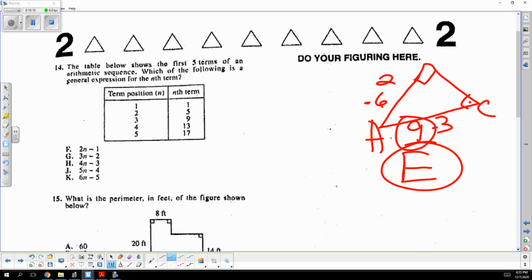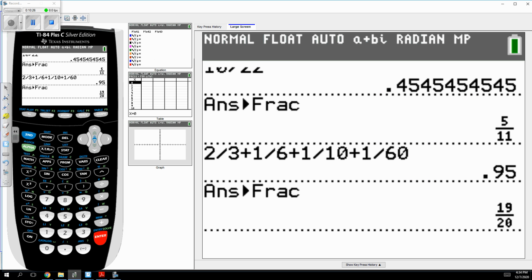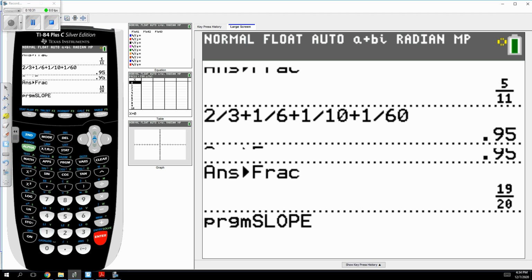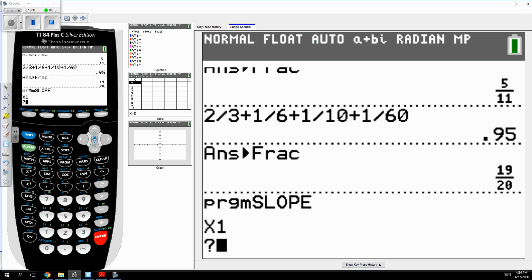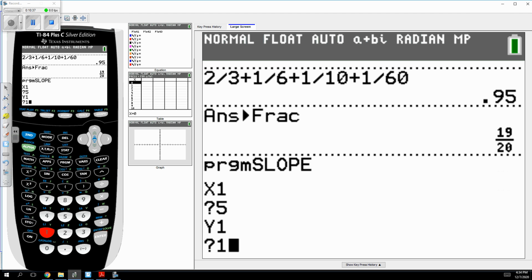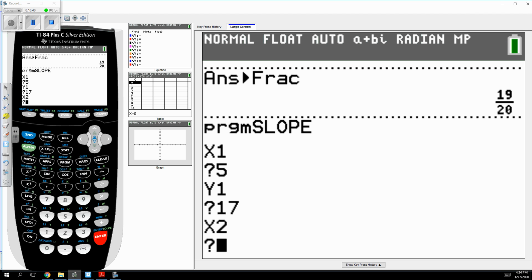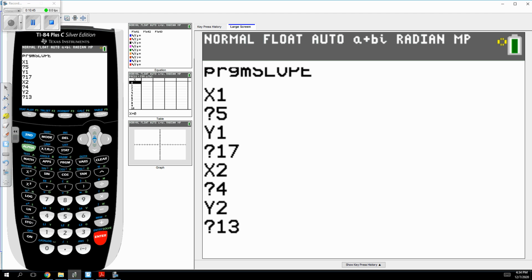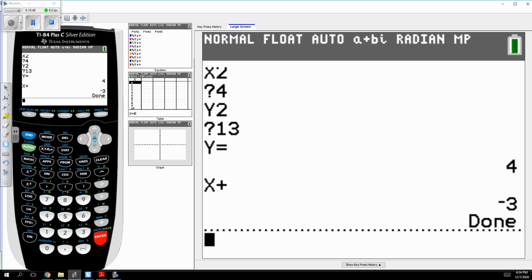14. Okay, the table is given, and this is a perfect time for slope. Slope will give me the equation. So for slope, you pick any two of the ordered pairs. I'll do the last one, 5, 17, and the second to last one, 4, 13. So the equation is y equals 4x minus 3. Answer H. 14 is H.